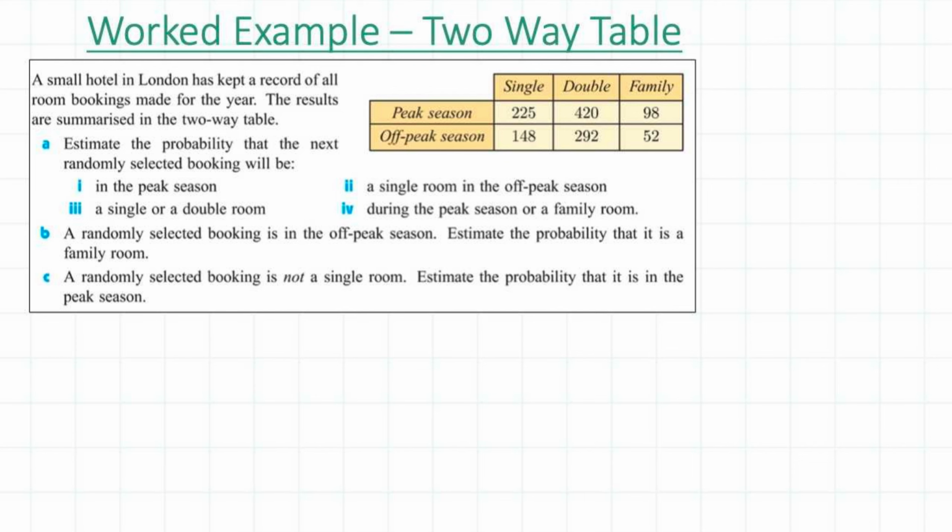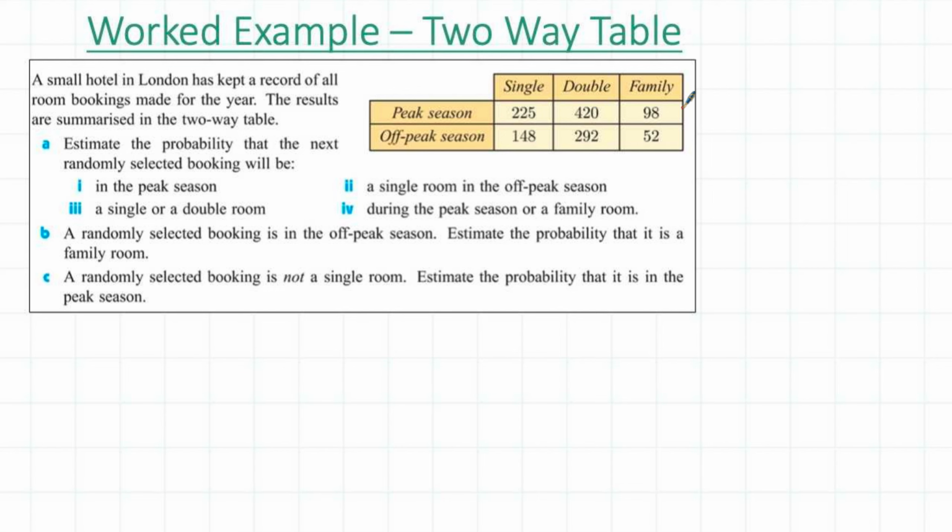So this is an example you can have a go on your own. Again, we are just taking random probabilities from the table here. And you need to be careful about things like "or" and "and". So for example, calculate the probability that someone is booking during the peak season or they're picking a family room. So we're looking at "or" two separate things.